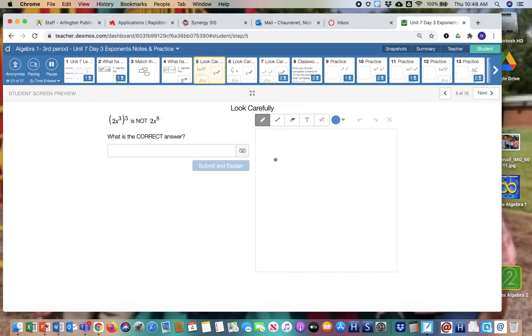So what's the correct answer? All right, well, let's just sketch it out, right? So we know that that answer there is wrong. So let's think about what it should be, right? Okay, this 2 is inside the parenthesis, so we need to do this 2 to the 5th, right? So this is going to become like 2 to the 5th, and then x to the power of a power, multiply. 3 times 5, 15.